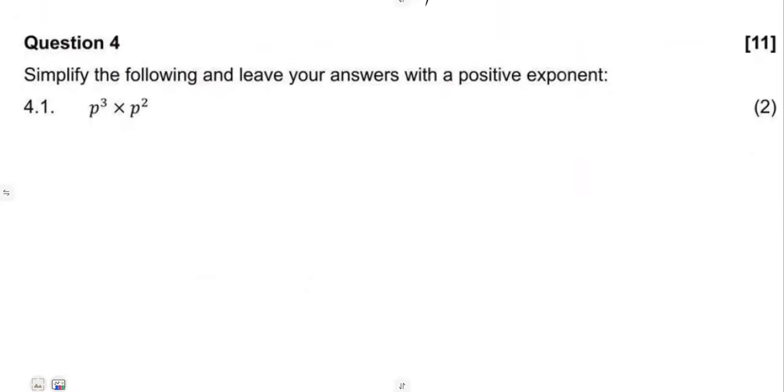Simplify the following. That's question number 4, which had 11 marks. Simplify the following and leave your answers with positive exponents. Positive exponent, all right? So here, guys, multiplication of the same base. Remember that you add the exponents, m plus n.